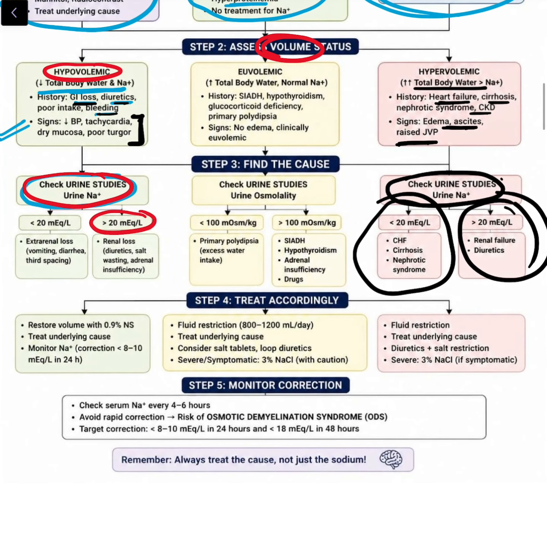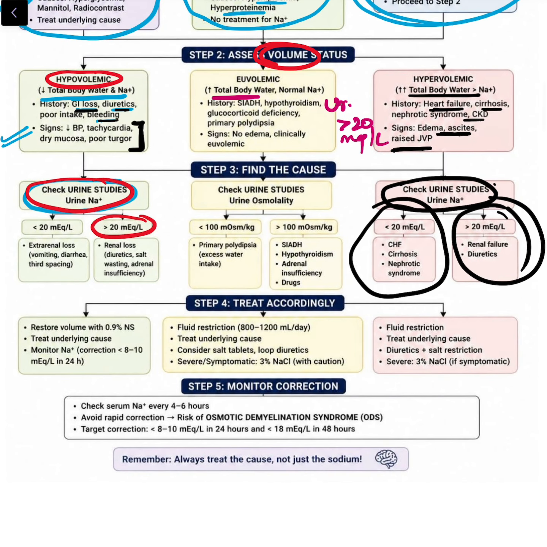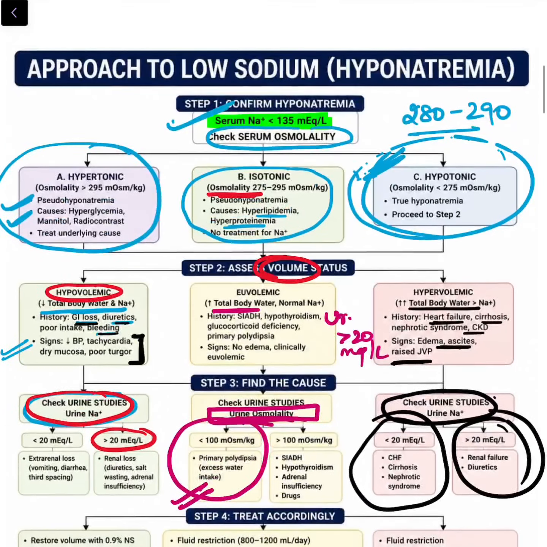Now the last cause is euvolemia. In this case, total body water will be increased, but with normal serum sodium, and urine sodium will be mostly more than 20 milliequivalents per liter. So the causes we'll discuss. In this case, you can also check urine osmolality. If urine osmolality is less than 100, that means it's primary polydipsia.